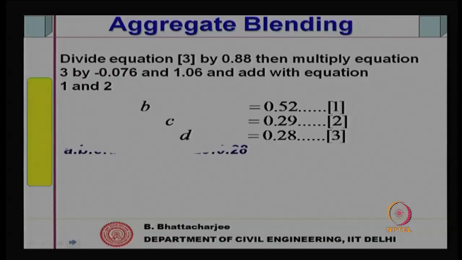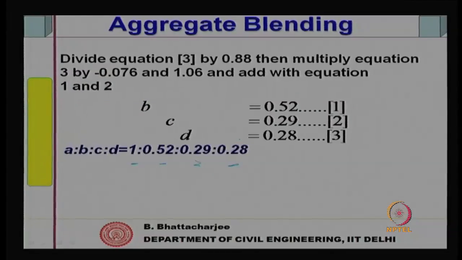You have assumed A equals to 1. So, the A, B, C, D proportion of this is 1, 0.52, 0.29 and 0.28. So, proportions is what we are looking at. Therefore, A, B, C, D proportions you can get. So, aggregate blending can be done in this manner simply, and you will get 4 equations. One of them of course, you can assume to be 1, because you want to find the proportion of all the 4 of them or 5 of them, depending upon how many aggregates you have.